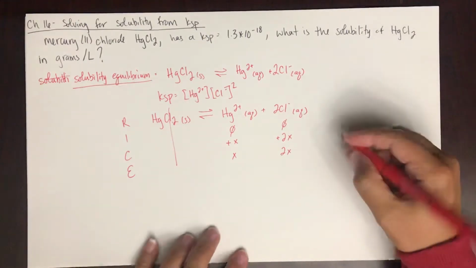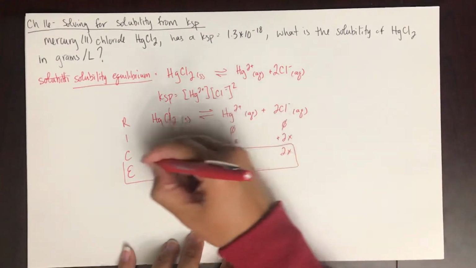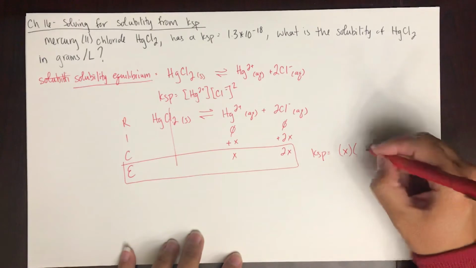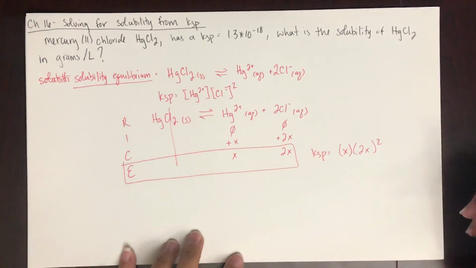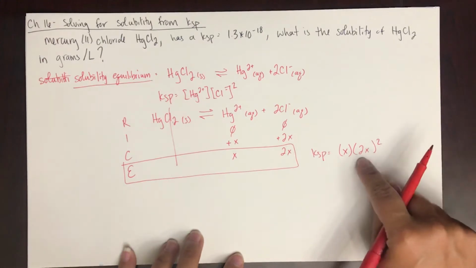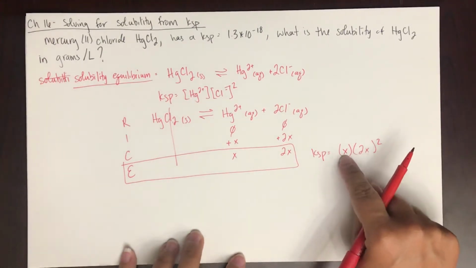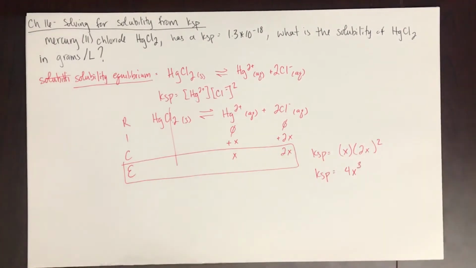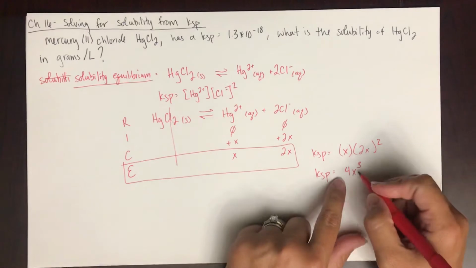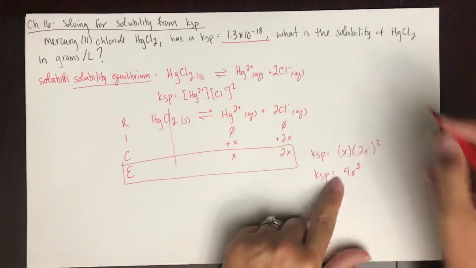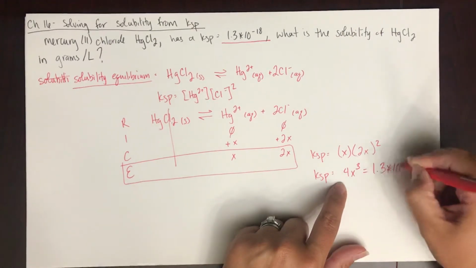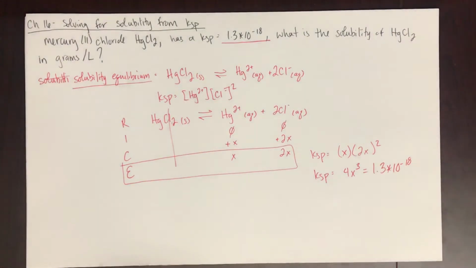So now the KSP equals x times 2x squared. Well, 2x squared is 4x squared, times x is 4x cubed. So KSP equals 4x cubed. We can use this because we know the KSP is given to us in the problem as 1.3 times 10 to the negative 18th. So 4x cubed equals 1.3 times 10 to the negative 18th. So now I can solve for x.